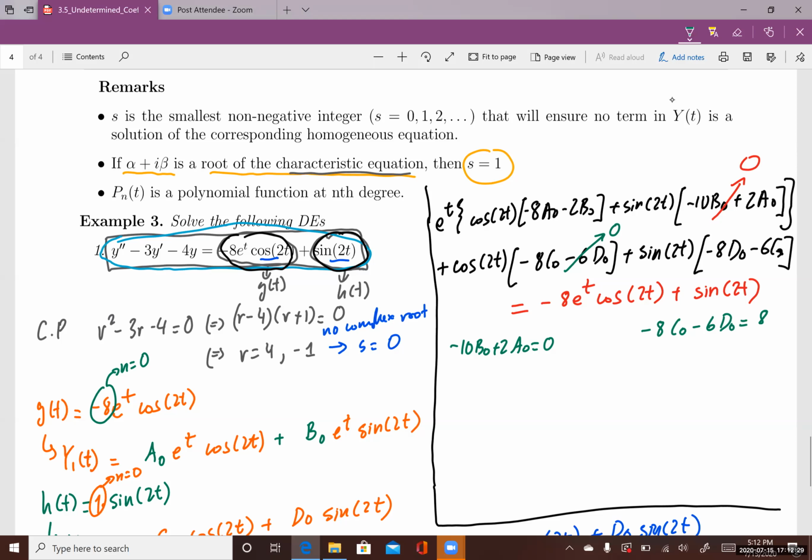All right, so we came up with two equations based on our observation. And the next one is, as you can see, e^t cosine 2t here, and the coefficient has to be negative 8. That means negative 8 a0 minus 2b0 equals negative 8. And the coefficient of sine 2t is 1. That means this whole coefficient here is going to be 1. Negative 8 d0 minus 6 c0 equals 1. This should be 0, not 8.